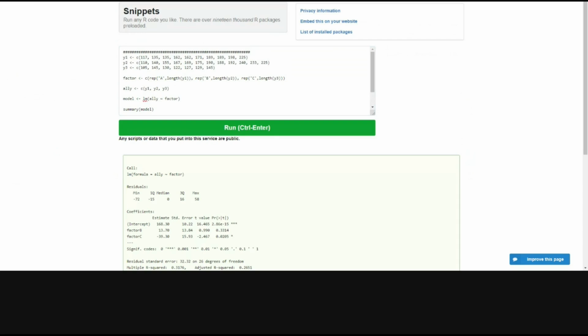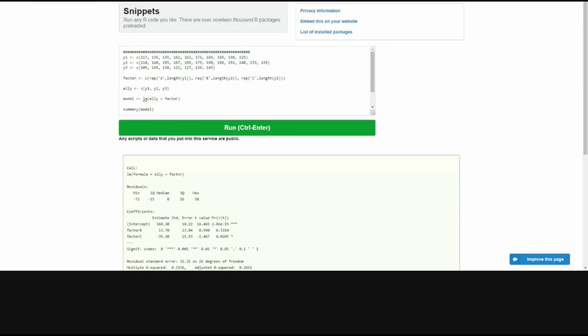What have I done? I've created a factor vector, where we have A. How many A's? Well, don't bother to count. Just say I want length y1, as many as there are people in y1. I want B as many as there are people in y2, and then C as many as people in y3. Why is this important? Because when you do model 4, you must give the response. For example, you combine all your y's: y1, y2, y3. So you make a long vector which we just insert one after the other.